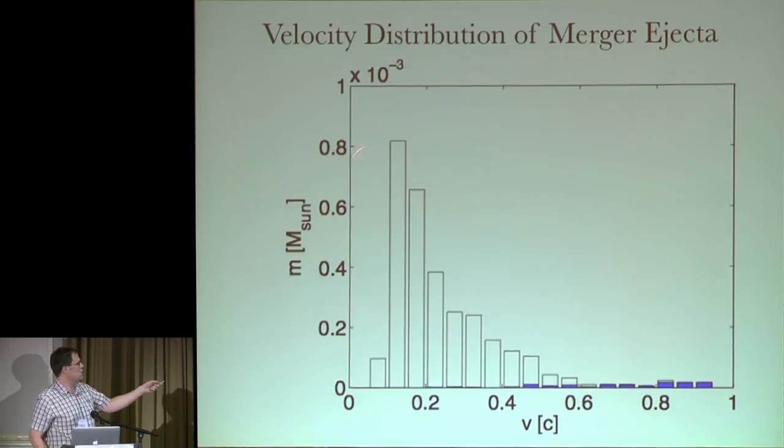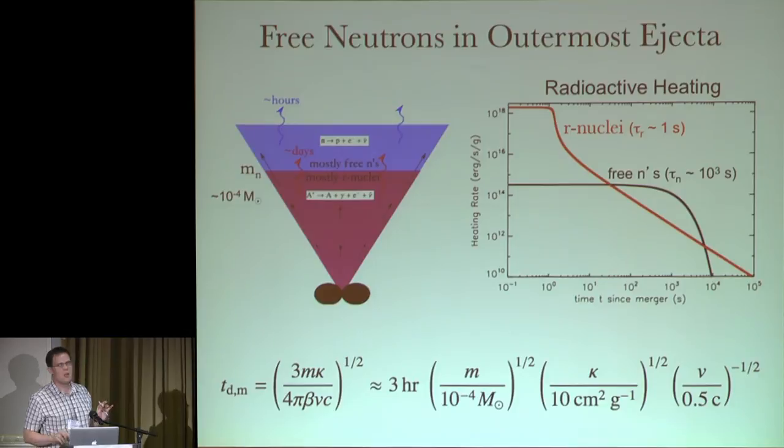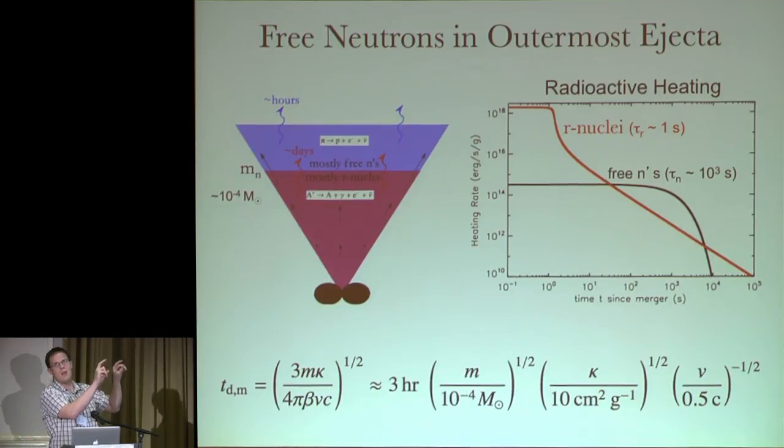So you have slow matter, which is most of the mass. But then there's a tail of very high velocity material. It's almost like a shock breakout. And these very fast expanding fluid elements, the ones shown in blue here, are important because they expand so fast that the neutrons don't have time to be captured into the R-process nuclei. Okay? So for the bulk of the ejecta, 99%, the R-process is very efficient. But in the very outer layers, you might have some free neutrons that didn't have time. They basically froze out. And this is important because the outer layers, the outer 1%, is precisely what you observe during the first few hours, right?